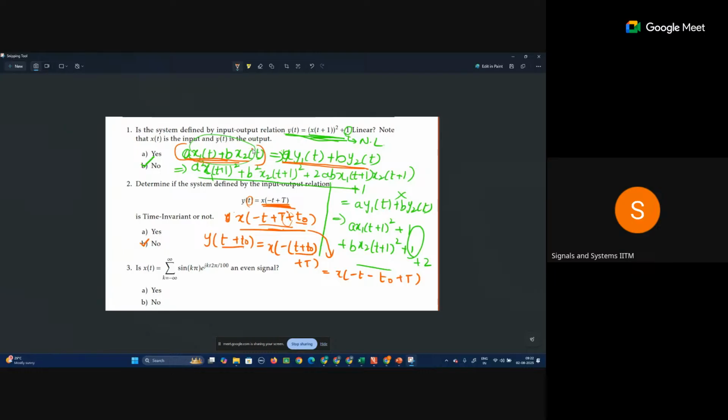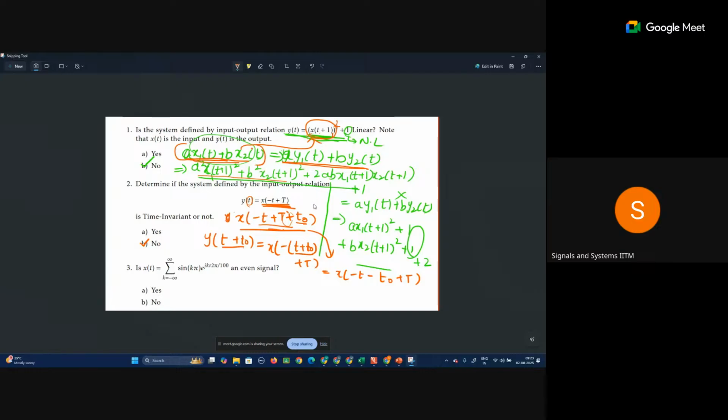What I have done here is, I have substituted in place of x of t, plus 1 whole square plus 1. In this input, this is an input, right? So I have substituted this over here. Since it is whole square, I have squared it. I have used the a plus b whole square form. Like, here there is a square in the power.